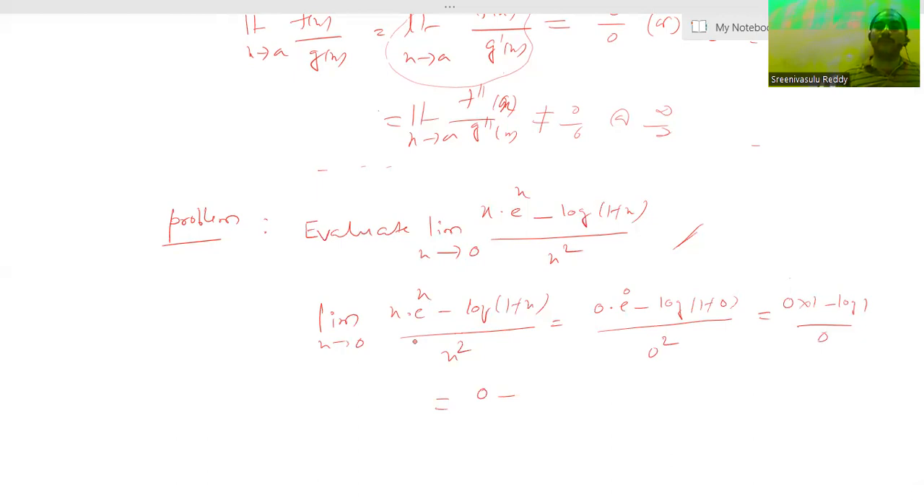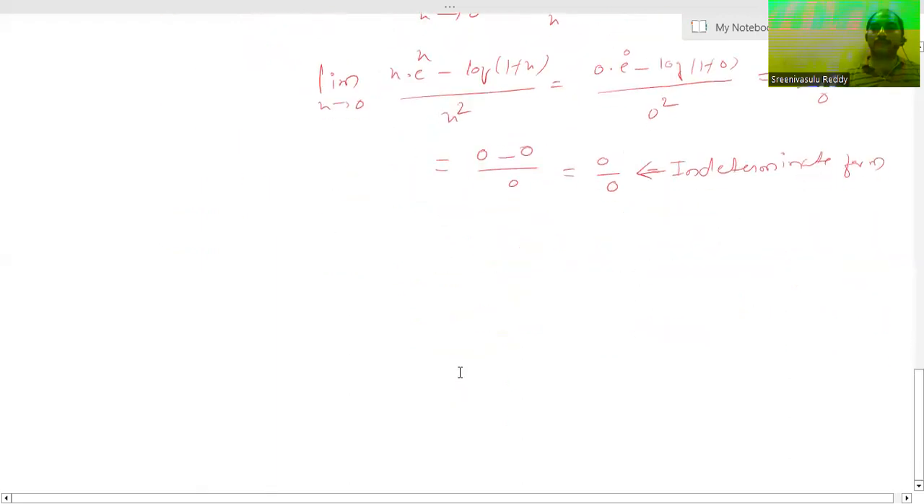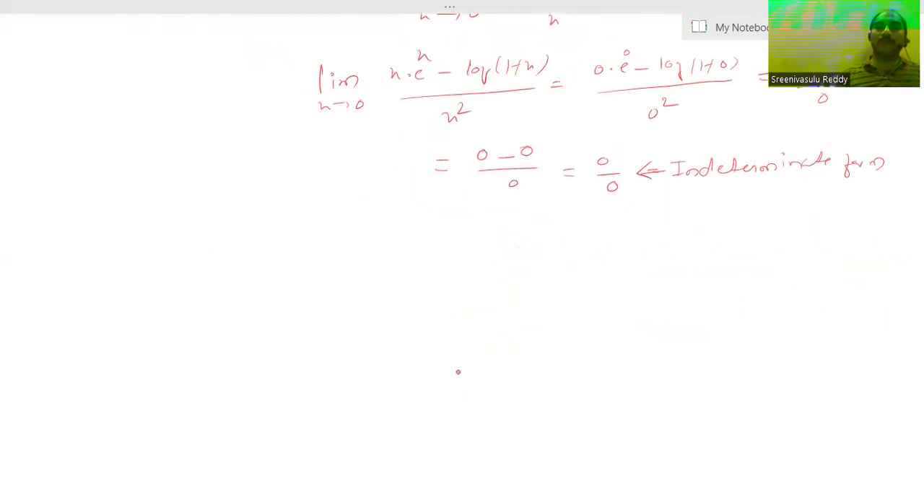0 into an infinite value would be an indeterminate form. So 0 minus log 1, which is 0. 0 minus 0 is 0 in the numerator. Total we have 0 by 0, which is an indeterminate form. So we apply the L'Hospital rule. L'Hospital rule means take the derivative of the numerator and the derivative of the denominator.